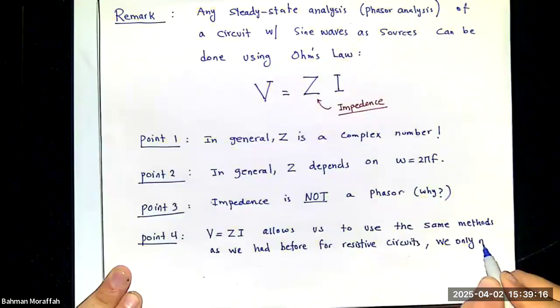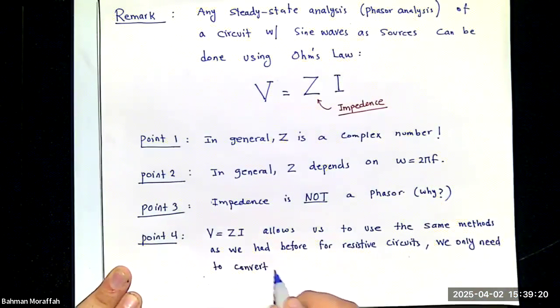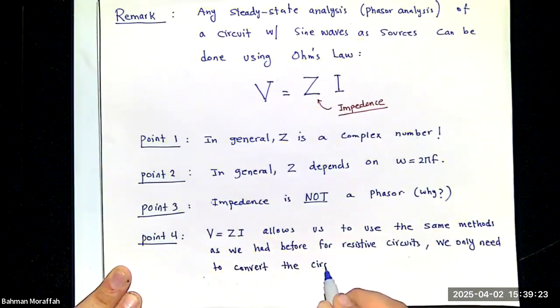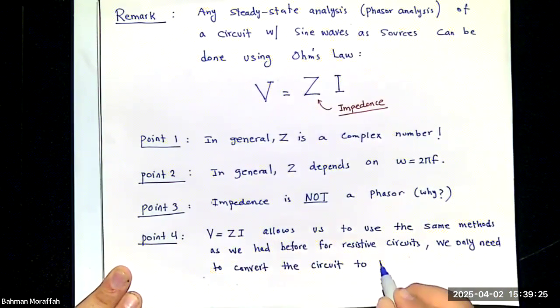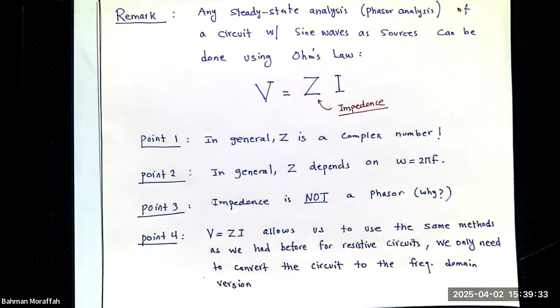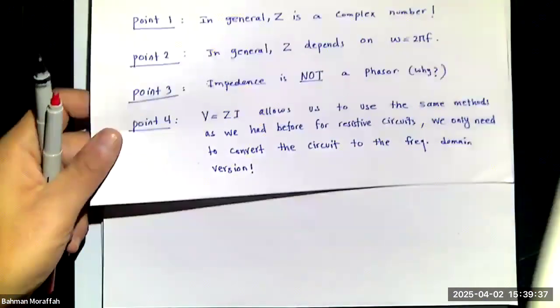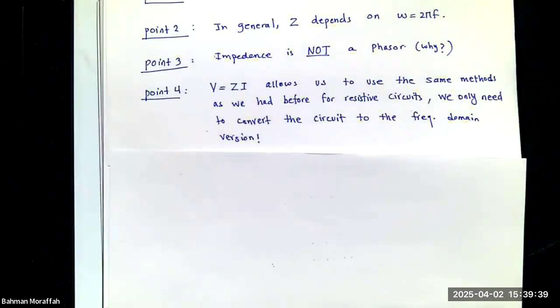We only need to convert the circuit to the frequency domain version. How do we convert a circuit to the frequency domain version?